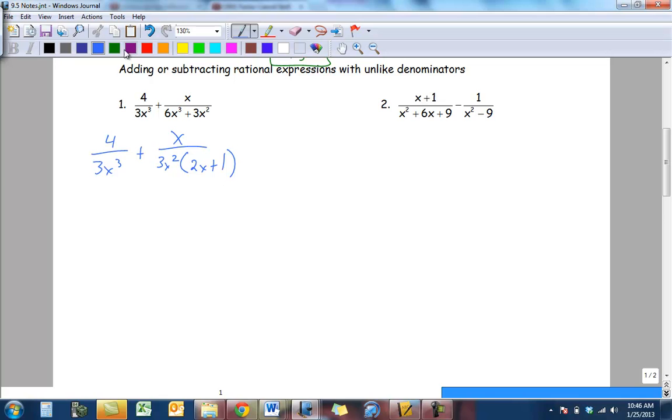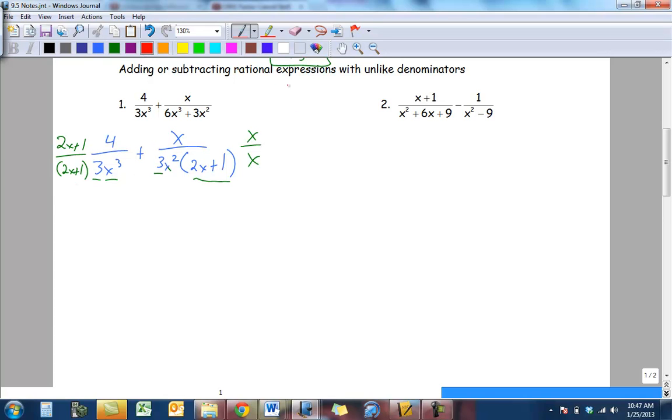Okay, so look at these denominators. The denominators are 3x to the third is this one. Now this one has a 3, just like this one does, but it only has x squared. So what's this one missing? This is x squared. It should be x to the third. So this one is going to need an x for sure, so that we have 3x to the third. But this denominator also has this 2x plus 1, which the first fraction is missing. So this is going to need a 2x plus 1 on top and bottom.